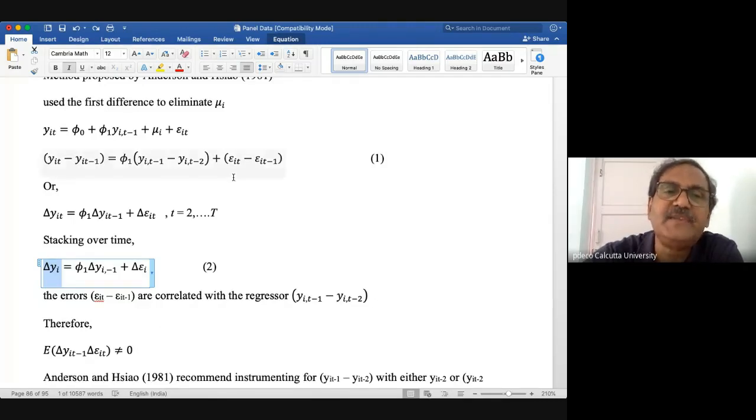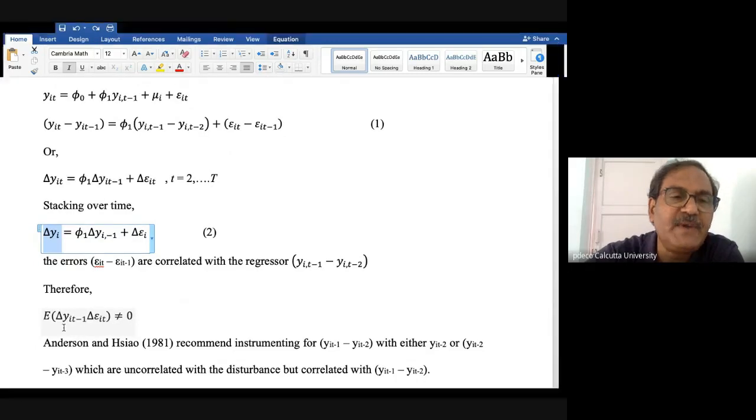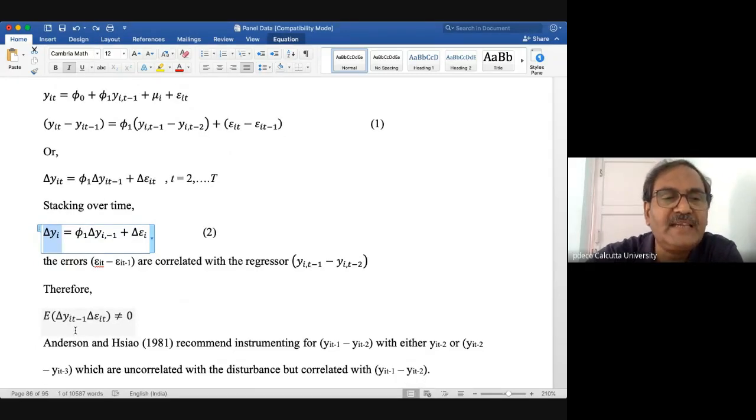And as we have discussed, yit minus 1 is correlated to epsilon it minus 1. So we can write expected value of delta yit minus 1 into delta epsilon it not equal to 0.